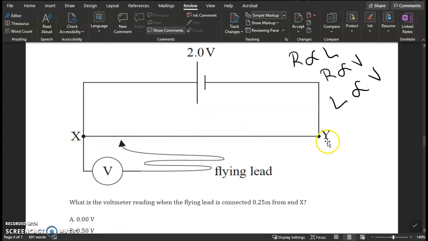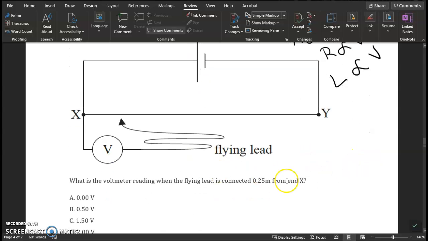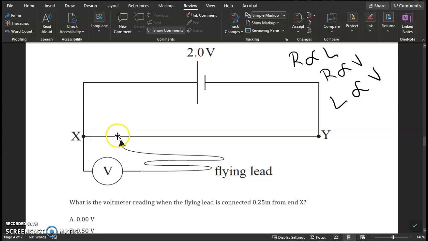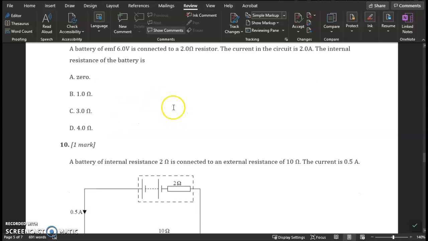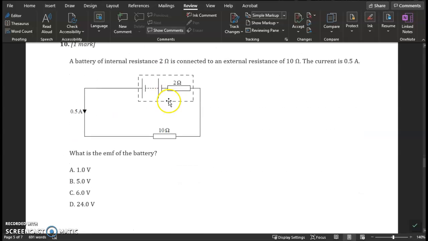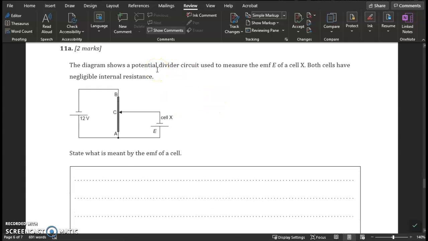So if you have the full length of wire, all of the 2.0 volts supplied by the battery gets dropped across the 1 meter length. But if you're now only a quarter of the length down, you should only drop 1/4 of the voltage supplied. Question 9, internal resistance. So this again, you're using the equation from topic 5.3. Same for question 10.